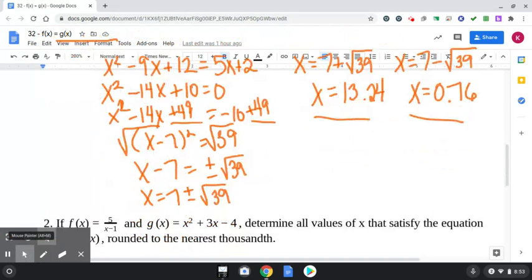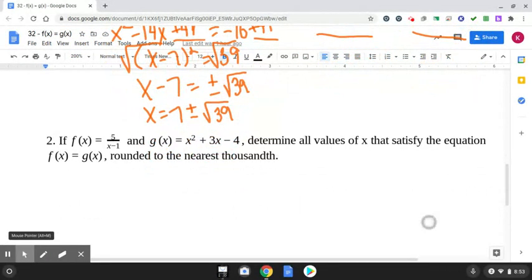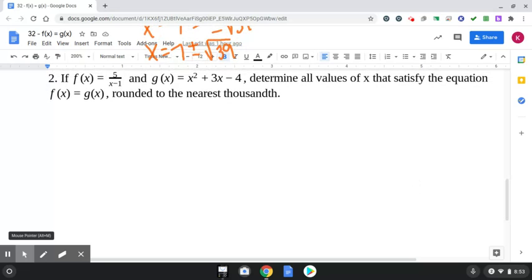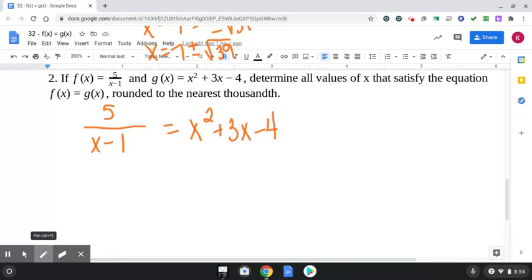So now if we look at number 2, number 2 says if f of x is 5 divided by x minus 1 and g of x is that quadratic, determine all values of x that satisfy the equation rounded to the nearest thousandth. So notice number 2 is missing the word algebraically. So you are meant to really just do this in the calculator. So for work, you would write 5 divided by x minus 1 equals, that's f of x, equals g of x, which is x squared plus 3x minus 4. And then, because technically this is a short answer question, you really should show some type of work, so you can draw the sketch of the graph.